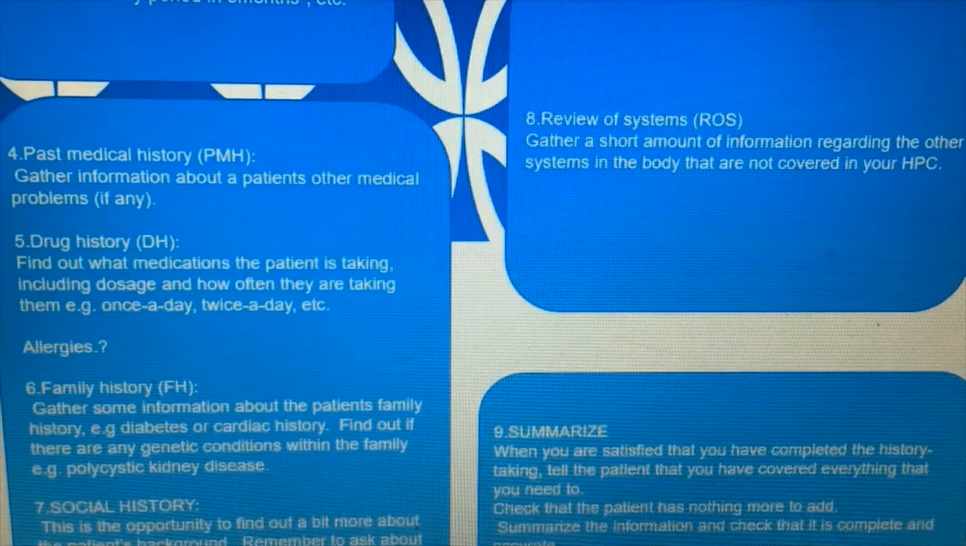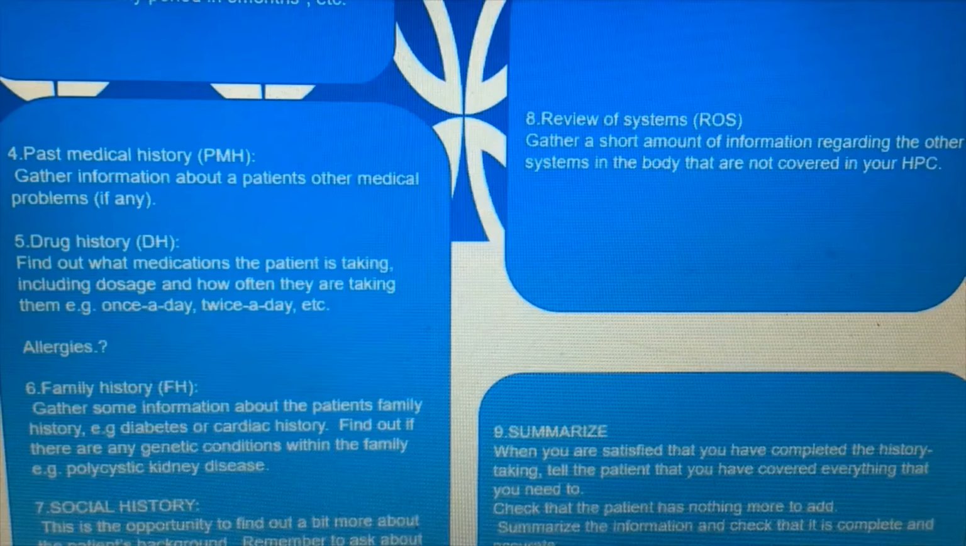Once you're done exploring your chief complaint, now you can move to number 4, which is to gather information about the patient's other medical problems, known as the past medical history. Ask your patient if there is any medical problem they are living with, like maybe our patient is asthmatic or hypertensive. You have to ask them if there is any other medical history they have had in the past.